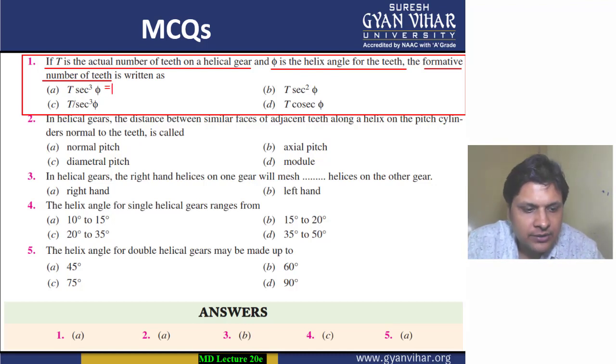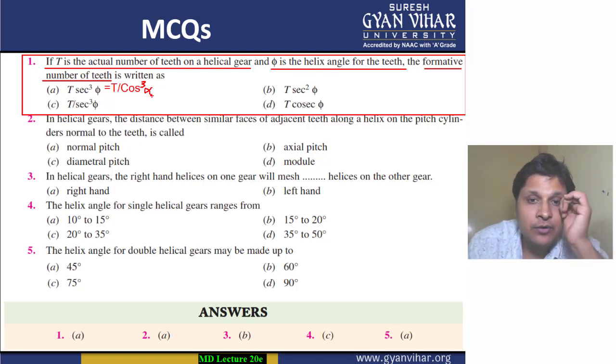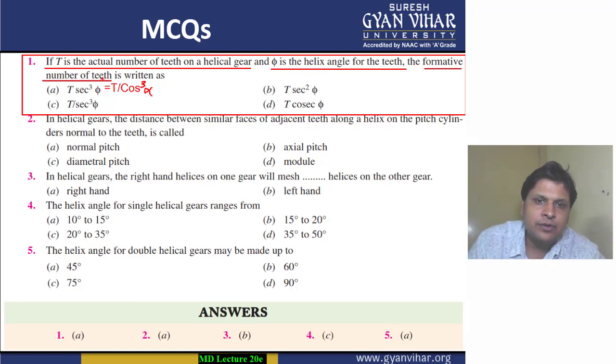So it is T upon cos cube. We all know that 1 upon cos cube alpha can be written as sec cube alpha. So the formula I have told you, TE, the equivalent number of teeth, is equal to T upon cos cube alpha. It can be written as T sec cube alpha. So option A is the correct option.